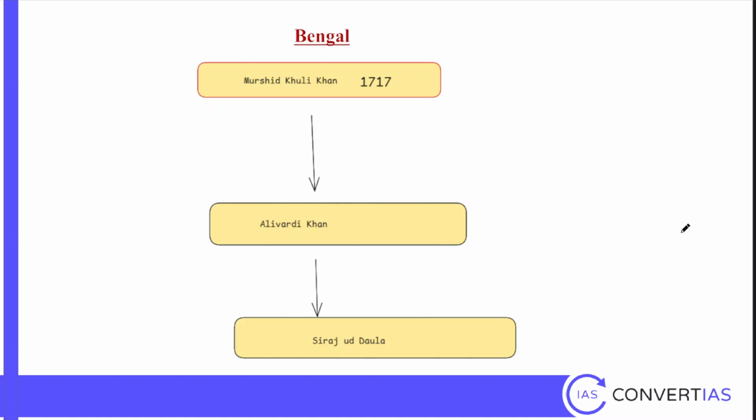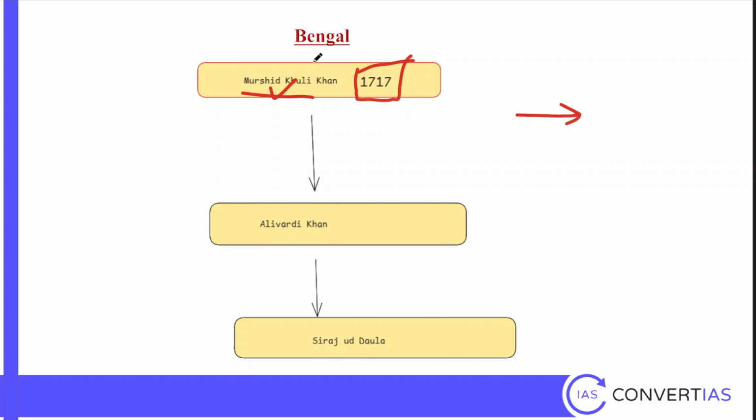Now let's see the successor states one by one. These successor states are important because it is in the later stage that they come into conflict with the British. So that's why we have to understand them conceptually as well as chronologically. This name is something you have to remember. Murshid Quli Khan. He established the Bengal successor state in 1707. So this is one year and one person you have to remember.